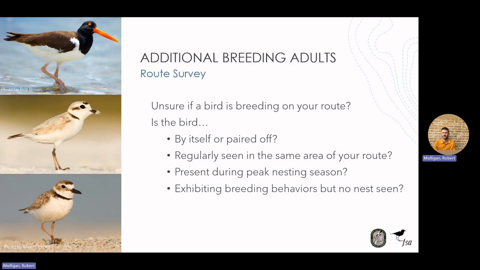If you can answer yes to these questions, then these birds are likely nesting on your route and can be counted as additional breeding adults. Learning to identify additional breeding adults on your route takes time and patience. If you're brand new to surveying, it is helpful to shadow a more experienced shorebird monitor. Remember to reach out to your local partnership for guidance and extra resources.